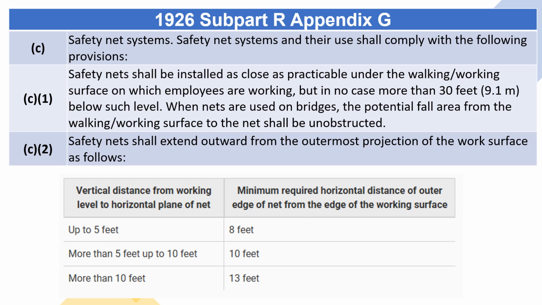C.2. Safety nets shall extend outward from the outermost projection of the work surface as follows. If the vertical distance from working level to horizontal plane of net is up to 5 feet, the minimum required horizontal distance of outer edge of net from the edge of the working surface is 8 feet. If the vertical distance is more than 5 feet up to 10 feet, the minimum required horizontal distance is 10 feet. If the vertical distance is more than 10 feet, the minimum required horizontal distance is 13 feet.